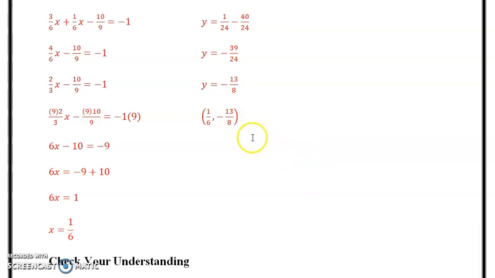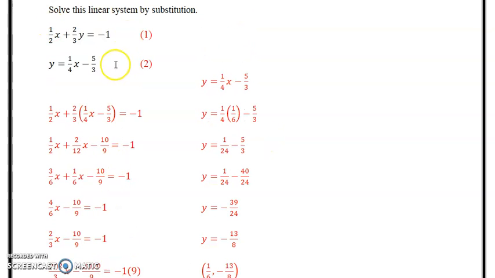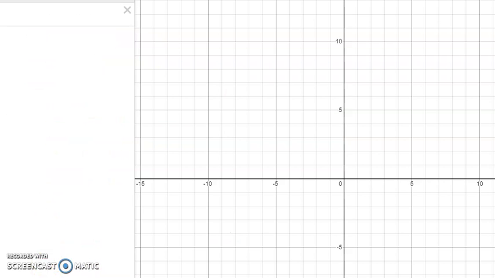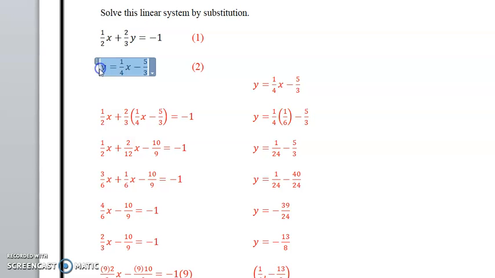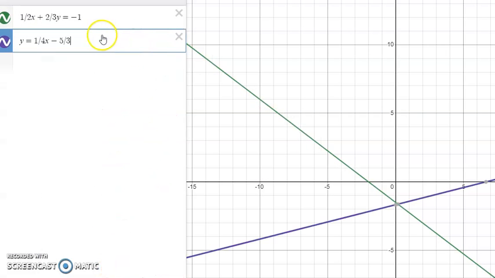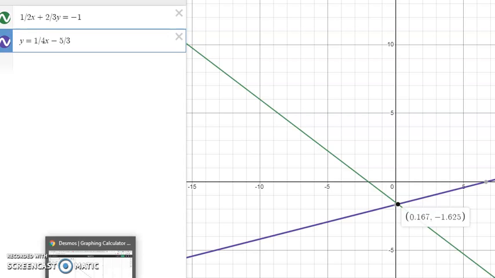All right, we can double check this. We can verify this on our Desmos program. So we just write our 2 equations in as we see them. I go to Desmos, put the equations in. There it is. Put the second equation in. Copy, there it is, and find the intersection point at 1/6, which is just showing a decimal. 1 divided by 6 is 0.167, and this is negative 13 over 8. You can double check that on your calculator if you're not sure. And that's it. There's your solution. You're finished.